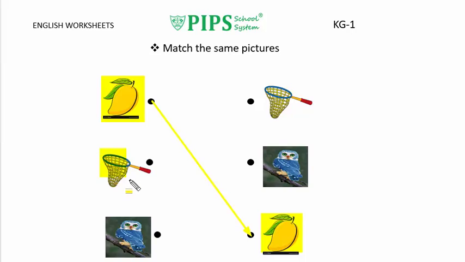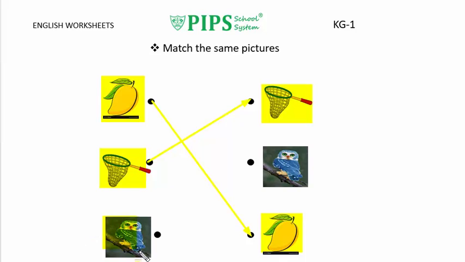This is a net. Let's see where is the second picture of net. Here is the second picture of net which is similar to it. Now we will match the net with the same picture like this.